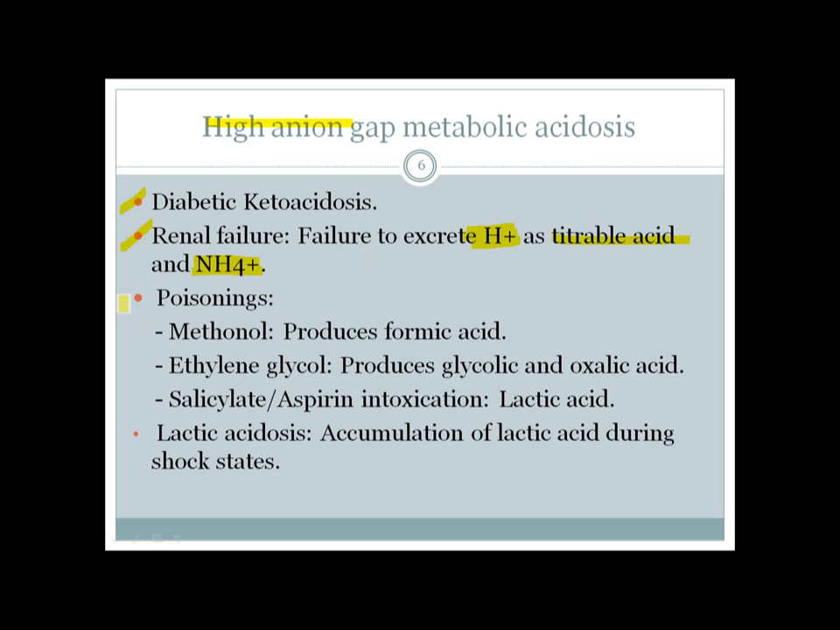Some poisonings are also associated with metabolic acidosis, such as methanol poisoning, where you have increased formation of formic acid, ethylene glycol, where you have increased formation of glycolic and oxalic acid, and also salicylate or aspirin intoxication, which in severe cases can lead to lactic acid. Lactic acidosis can also occur in shock states, because your body does not have a proper amount of oxygen. That's why it switches from aerobic to anaerobic metabolism and forms excessive lactate, which leads to lactic acidosis. Remember that lactate is also an unmeasured anion, leading to a high anion gap metabolic acidosis.